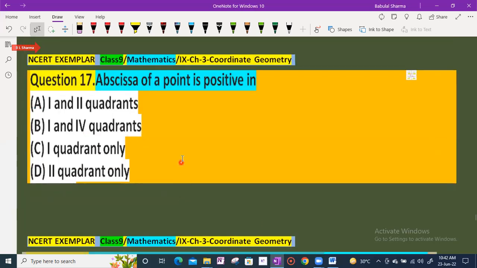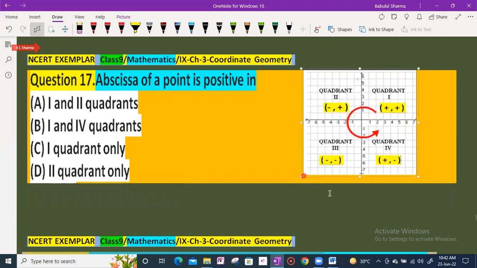Now next question on your screen: the abscissa of a point is positive in. Abscissa means x coordinate. कहाँ positive होता है, देखिए, you will see here. The x coordinate is positive in the first quadrant. The x coordinate is positive in the fourth quadrant. The x coordinate in the second and third quadrants is negative. So what is the answer? पूछा है abscissa कहाँ पे positive होगा? We will say in the first quadrant and in the fourth quadrant. So B is the correct option here.